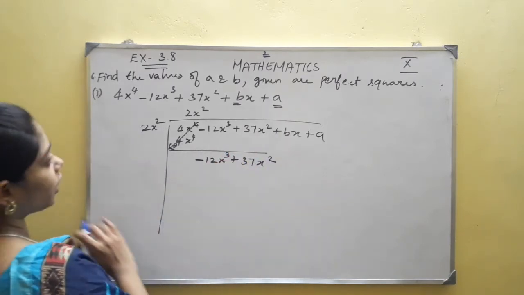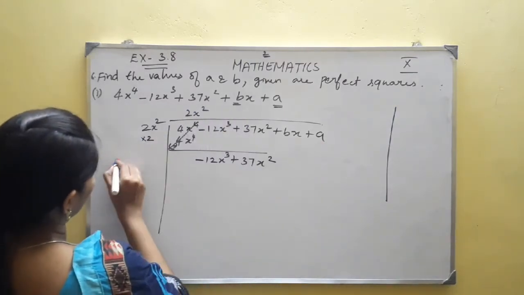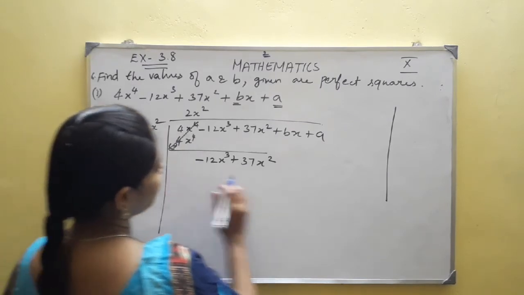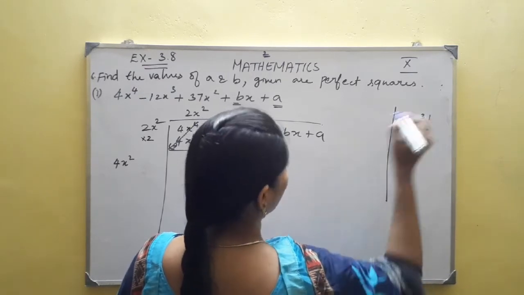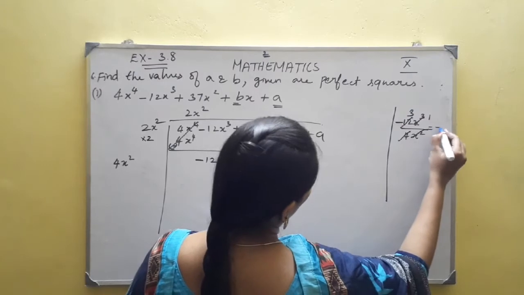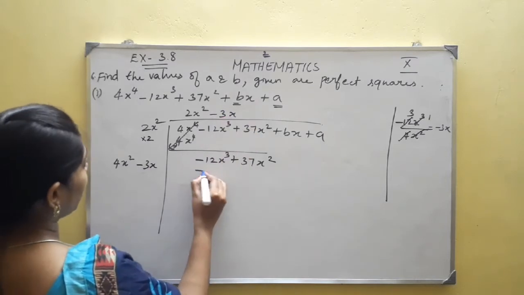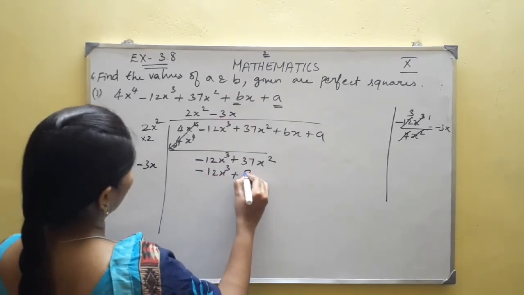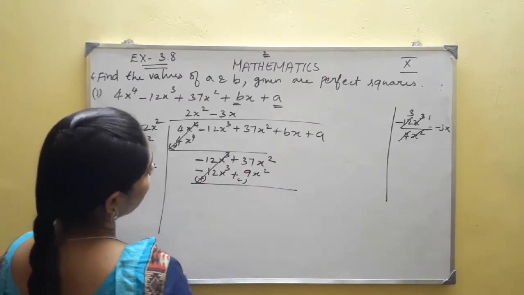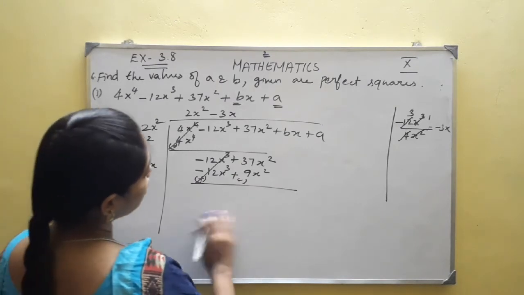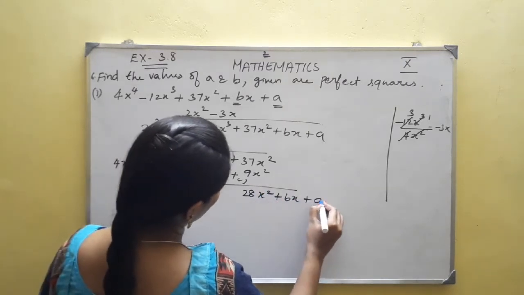Now we need two terms over here. Again, do that procedure in the rough column part. This is supposed to be multiplied by 2, which gives me 4x square. What's supposed to come here? Minus 12x cube divided by 4x square gives me one more x, and this is 3 times, minus 3x. So minus 3x, minus 3x, minus 12x cube plus 9x square. If you change the sign, you will get 37 minus 9, which gives you 28x square plus bx plus a.